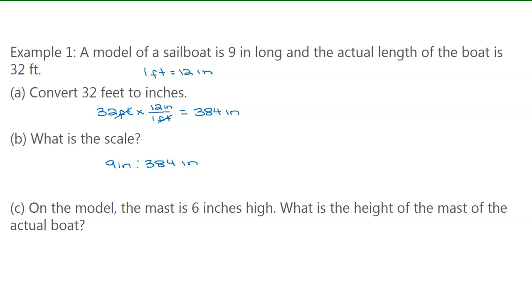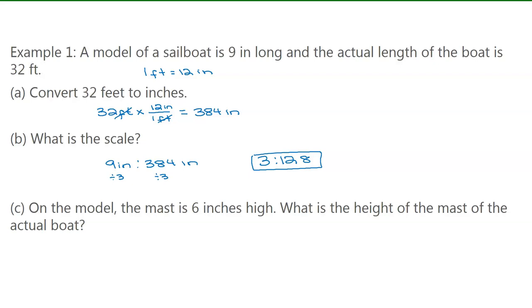Now you can think of scale as a fraction, and that we should always try to reduce. Now 9 and 384 are not divisible by 9, but they are divisible by 3. So if I divide each of these numbers by 3, I get a scale of 3 to 128. Now part C says on the model, the mast is 6 inches high. What is the height of the mast on the actual boat?